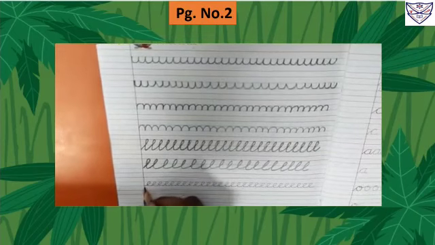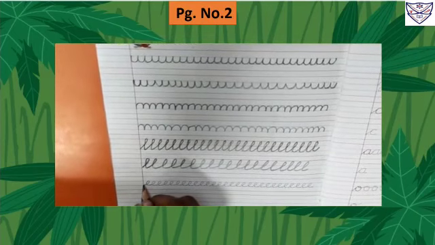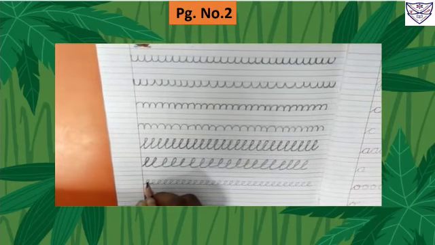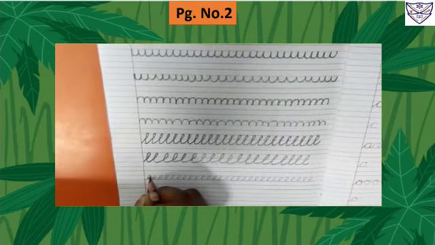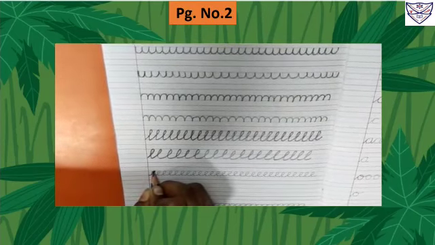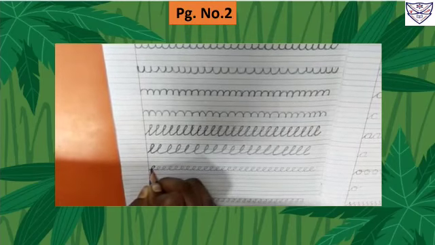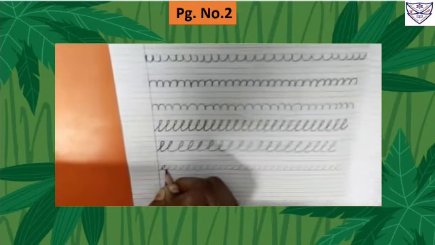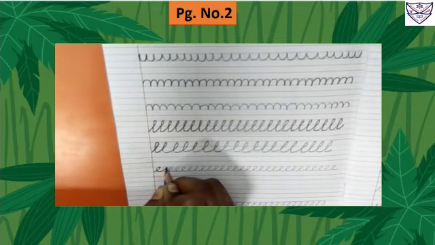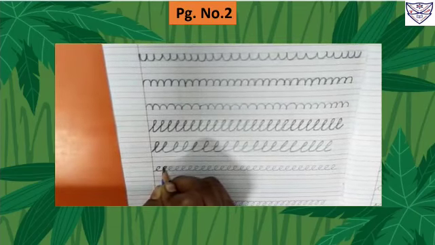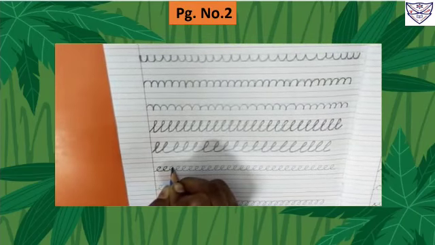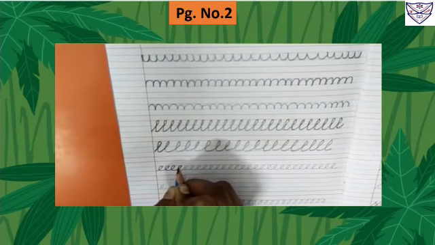Put your pencil point on the second blue line. Make a slanting line up to the first blue line. Then make a curve, small curve on the first blue line. Then again make a curve up to the second blue line. Again go up to the first blue line. Make a small curve up to the second blue line. In this way, this pattern you have to do.